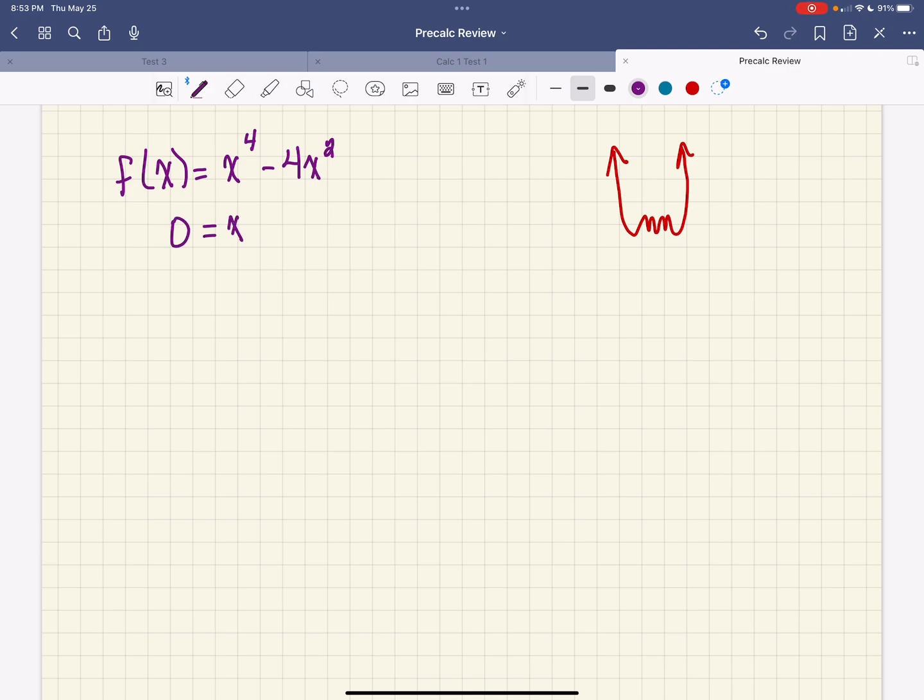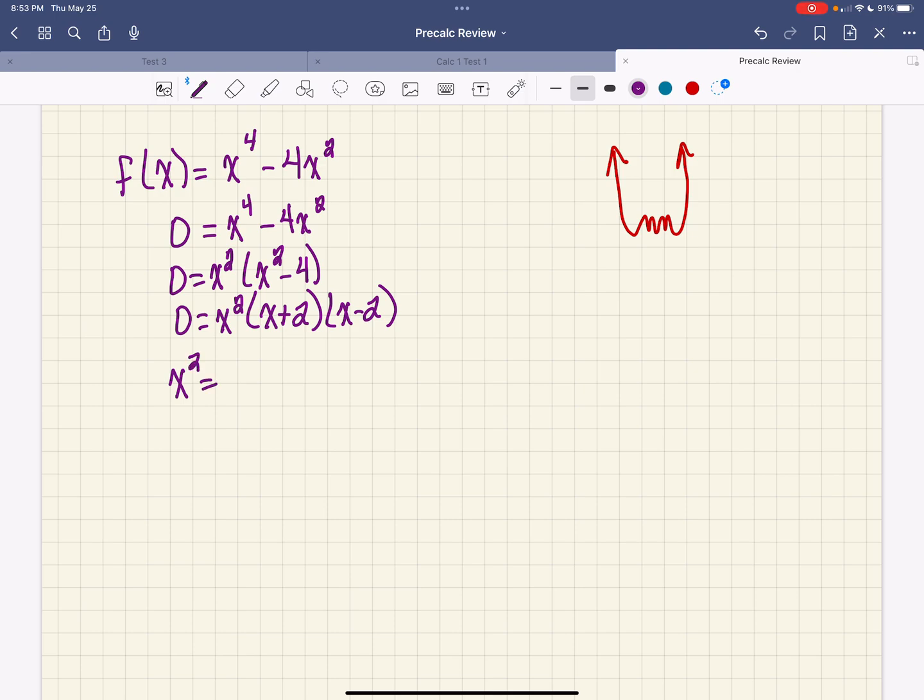and then I have x to the fourth minus 4x squared. Okay, I'm going to factor out an x squared, and then I'm left with x squared minus 4. That's a difference of perfect squares. So I'm going to have x squared, x plus 2, x minus 2. Okay, I'm going to set each one of these equal to 0. And so my x can be, oops, sorry about that, x minus 2 equals 0. So my x can be 0, my x can be negative 2, and x is positive 2.